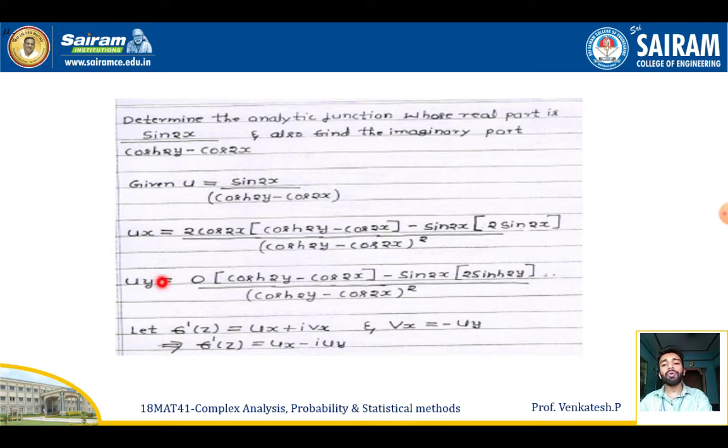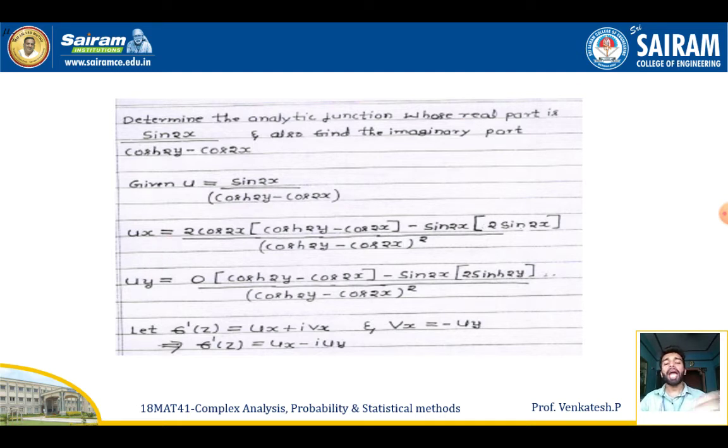Uy will be equal to 0 into (cos hyperbolic 2y minus cos 2x) minus sin 2x into 2 sin hyperbolic 2y, divided by (cos hyperbolic 2y minus cos 2x) whole square. Now I am going to take the formula f dash of z is equal to ux plus ivx, and use vx is equal to minus uy here. So I will get f dash of z is equal to ux minus iuy. I can replace both the values now.